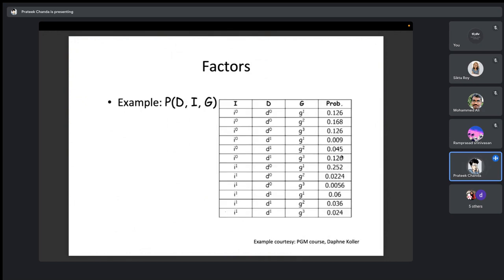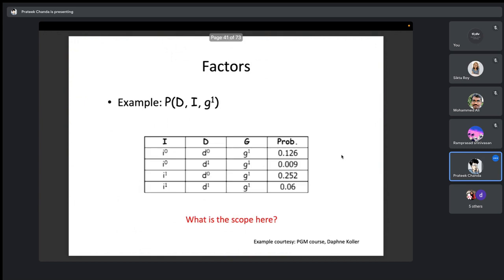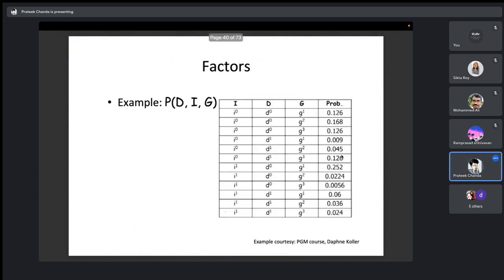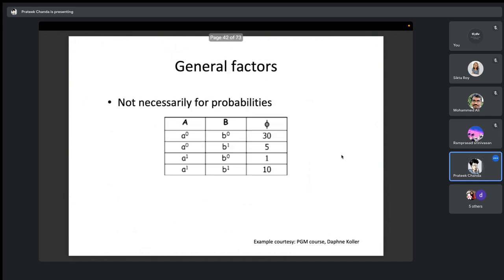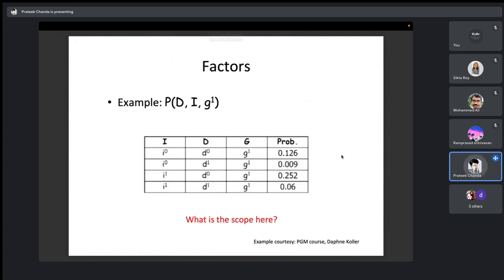So in the same example, the joint probability of d, i, g is as follows. If I condition on, if I just take g1 only, what is the scope here? In the case of this particular example, can anyone answer, first, what is the scope here?